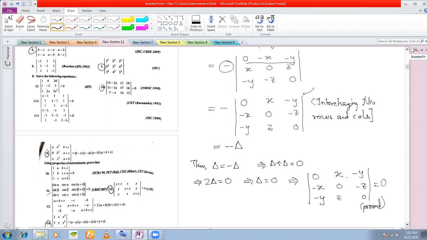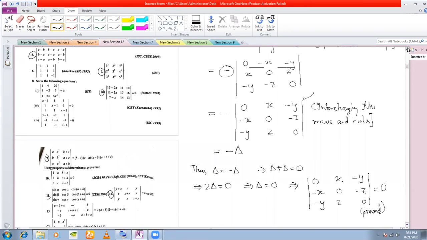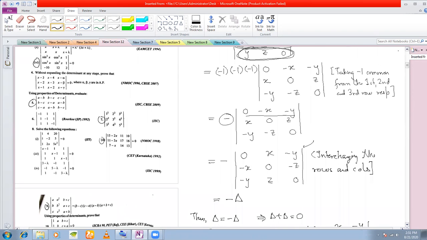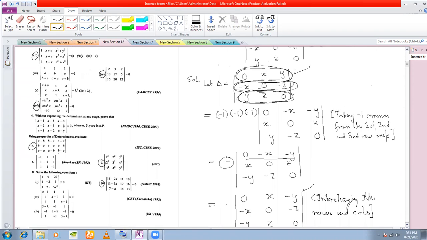Okay, sir. In fact, this kind of a determinant that I have given you is also called a skew symmetric determinant. We'll be doing matrices. I'll be telling you more about symmetric and skew symmetric. This is called a skew symmetric determinant. Yes, sir. Okay. So therefore, the value of this determinant is 0.